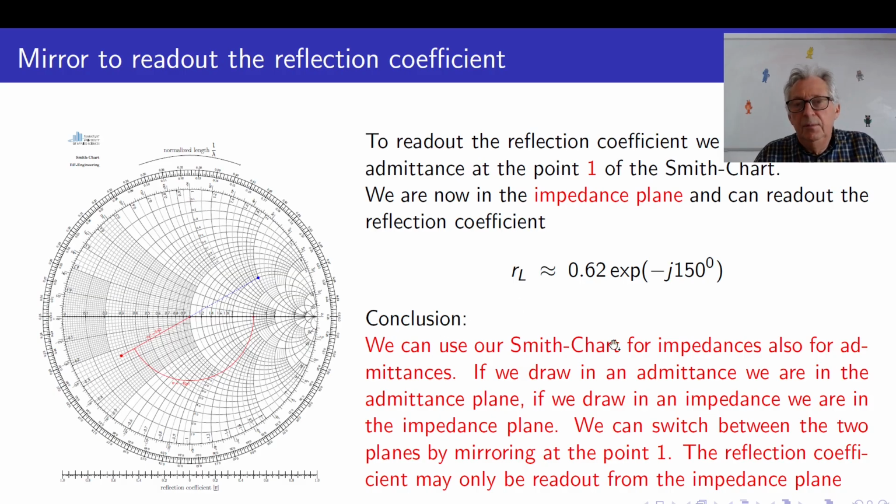We can use our Smith chart for impedances also for admittances. If we draw in an impedance, we are in the impedance plane. If we draw in an admittance, we are in the admittance plane. We can switch between the two planes by mirroring at the point 1. Here is the mirror point. And the reflection coefficient may only be read out from the impedance plane.